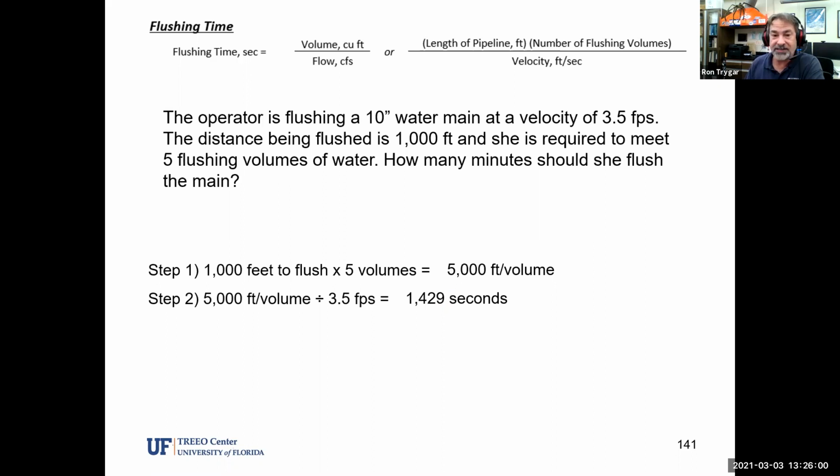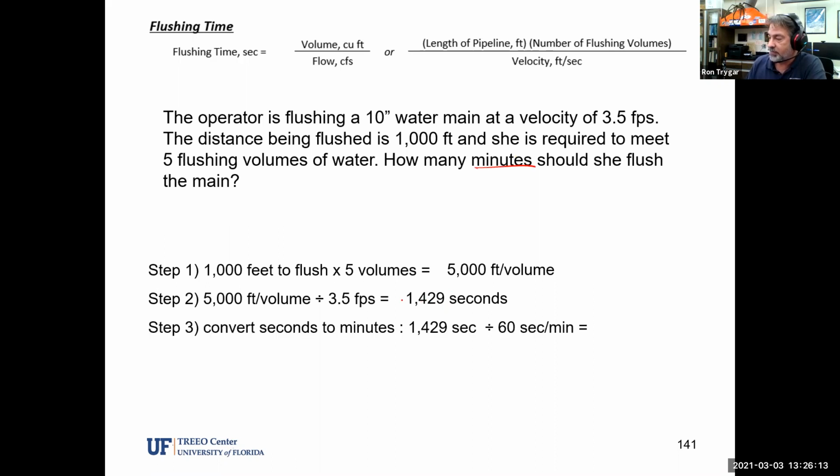So how long is that going to be in minutes, or if it's in hours, depending on what they want to know. So how many minutes, they're asking us here, should she flush the main? So we're in seconds right now. So we got to convert the seconds to minutes. So 1,429 seconds, divide that by 60 seconds per minute. And I'm coming up with 23.8.